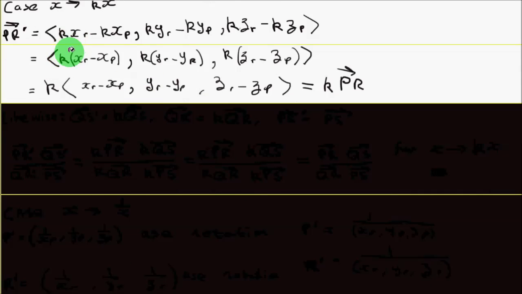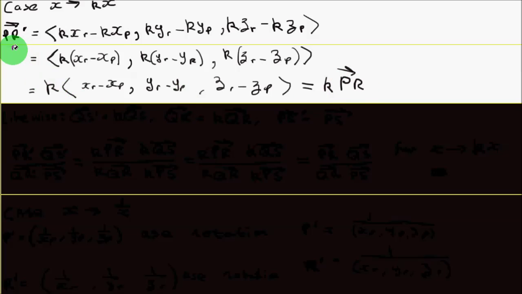Now we can factor out that k. For instance, for the x component, it becomes k times (x sub r minus x sub p), and likewise we can do that to the y and z components. Furthermore, we can bring this k, the scalar, out through the brackets. So what we have is k times the components of the point r minus the components of the point p, and that is exactly k times the unprimed vector p to r.